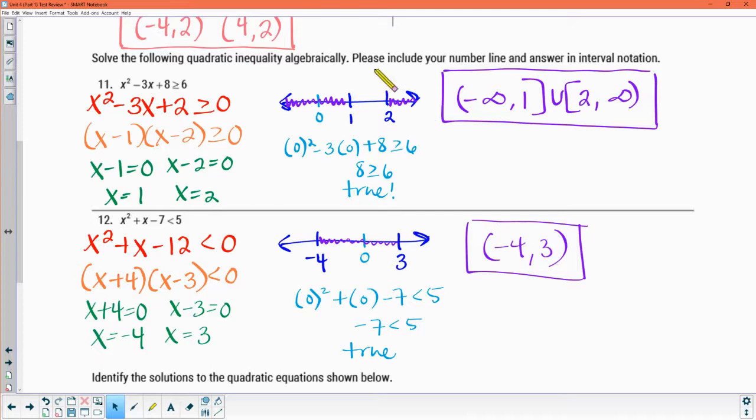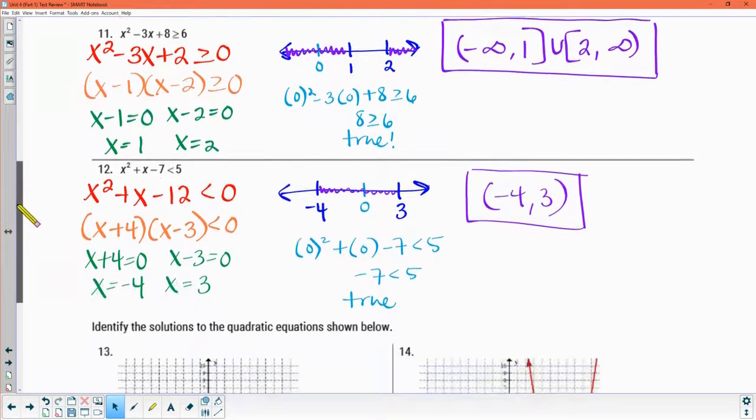And it's always shading outside or inside. It's one or the other. It's never just one side by itself. So my interval is going to be from negative infinity all the way up to 1 with a bracket because it's an equal to. Union, because I'm skipping over this interval, picking right back up at 2 with a bracket all the way up to positive infinity.